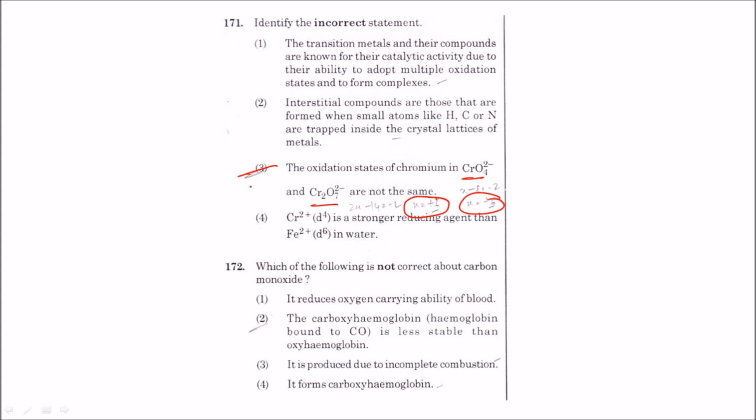172. Which of the following is not correct about carbon monoxide? It reduces the oxygen carrying ability of the blood, so that's a correct statement regarding carbon monoxide. You can see the second option: the carboxyhemoglobin, the hemoglobin bound to CO, is less stable than oxyhemoglobin. This is the incorrect one, because carboxyhemoglobin is actually more stable compared to oxyhemoglobin. So the incorrect one is option 2.